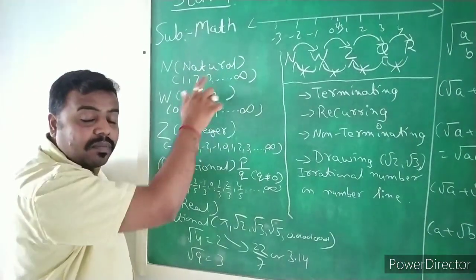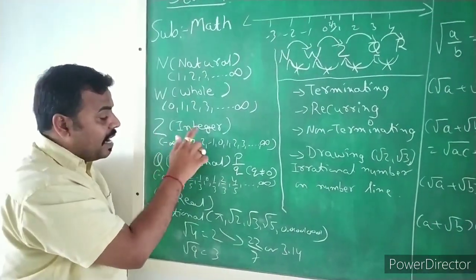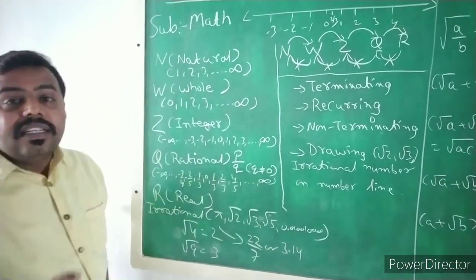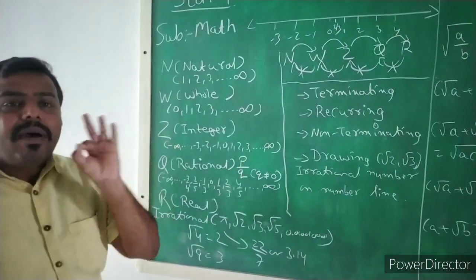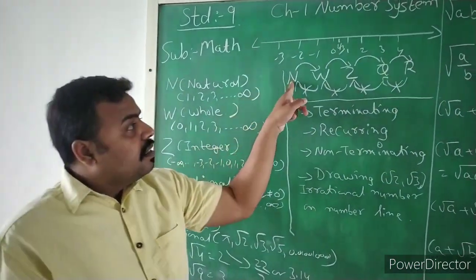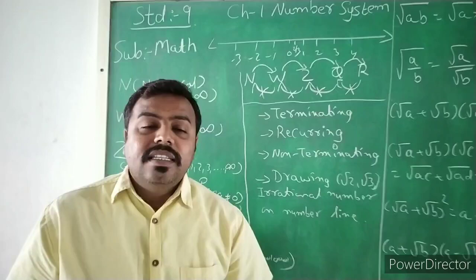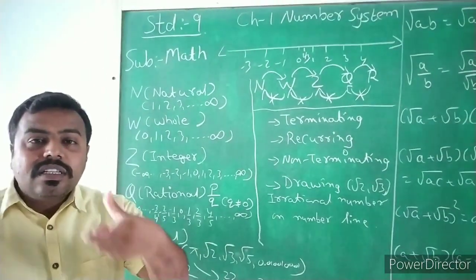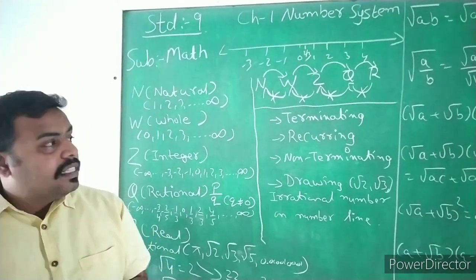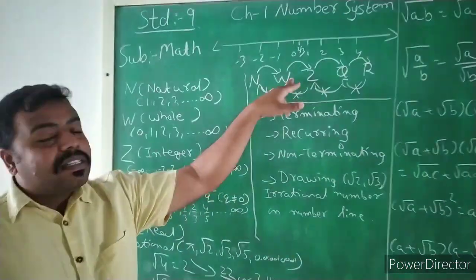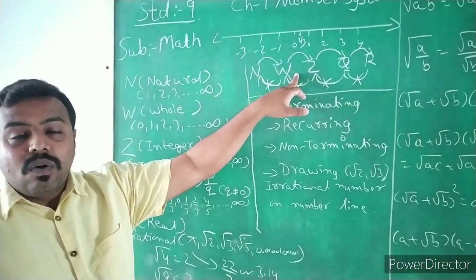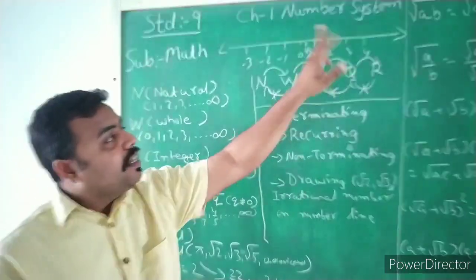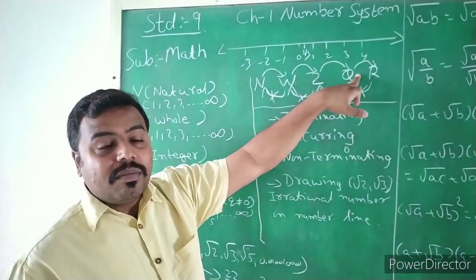N is natural number, W is whole number, Z is integer, Q is rational number and R is real number. Now remember one thing. In many exercises, questions like true or false will be asked, in which you will be given a question like this: all natural numbers are considered as whole numbers, or all whole numbers are considered as integers, all integers are considered as rational numbers.